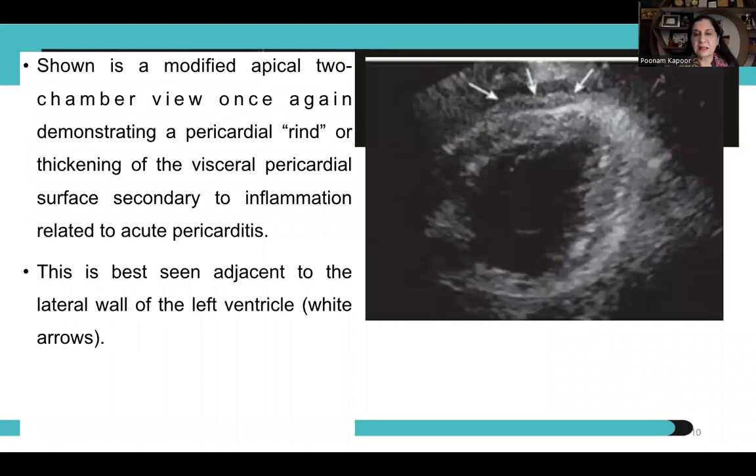Now, this is taken from the apical 2-chamber view. You can use any apical view, a 2-chamber, a 3-chamber, a 4-chamber, or a 5-chamber, which incorporates the aorta as well. And once you see this, you will see it as an orange rind thickening. This thickening, which is echolucent, is very sharp in focus, and will come on as a thickening with some collection of fluid around it. And this visceral pericardium thickening is secondary to the inflammatory changes of acute pericarditis. This is seen generally adjacent to the lateral wall of the left ventricle.